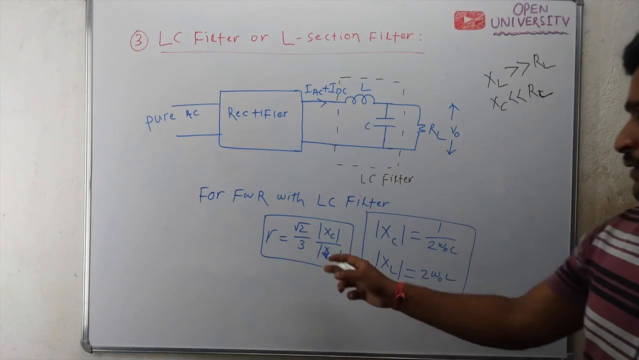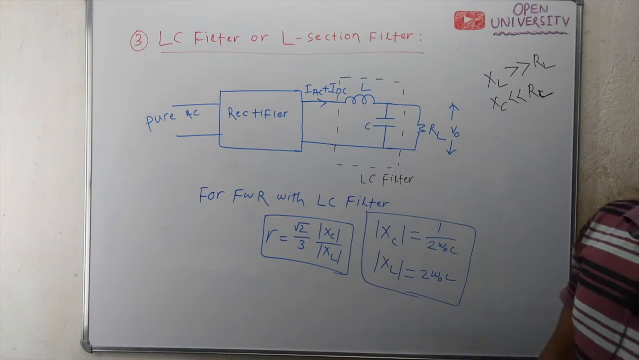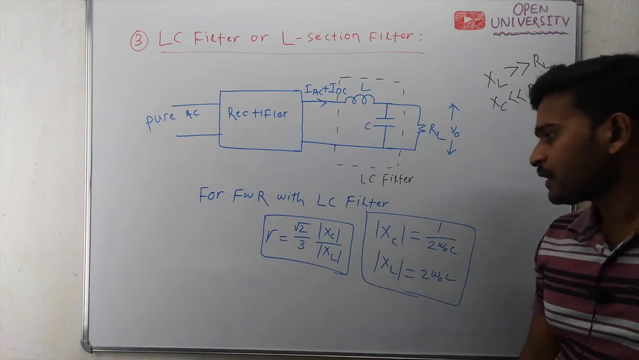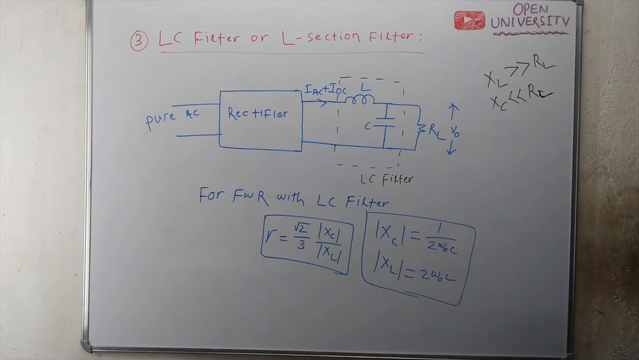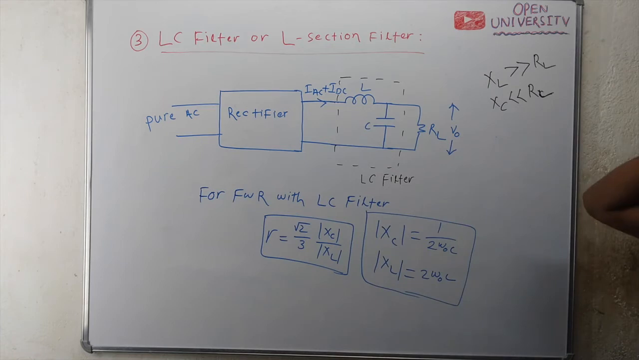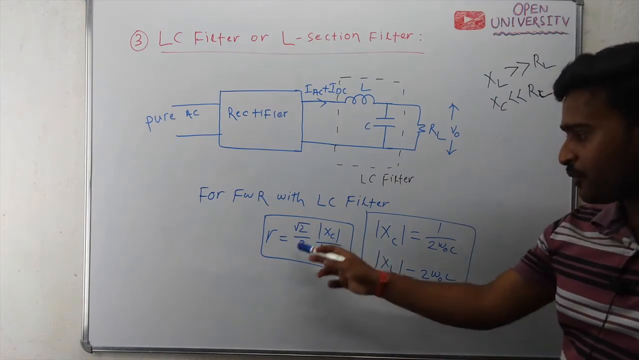And here the ripple factor is independent of RL. Write down this point: for LC filter, the ripple factor is independent of load resistance RL. For the inductor filter, the ripple factor formula was RL by 3 root 2 omega naught L. For a half wave rectifier with capacitor filter, the ripple factor was 1 by 2 root 3 F naught C into RL. And for a full wave rectifier with capacitor filter, the ripple factor is 1 by 4 root 3 into F naught C into RL. But here, the ripple factor is independent of RL.